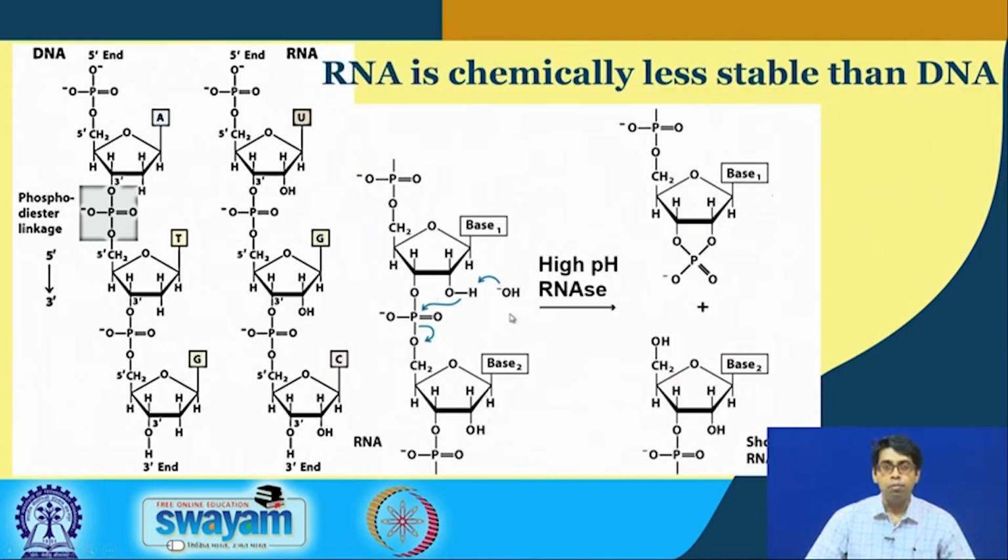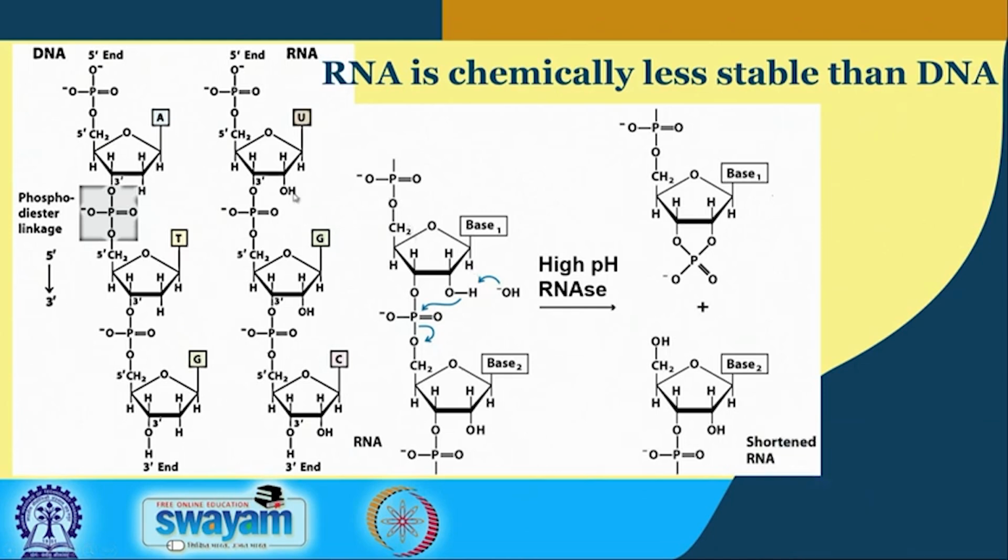This is something that is very important, especially for today's lecture: RNA has this OH at the 2 prime end, and the presence of this OH makes it chemically less stable compared to DNA. The presence of this OH results in a particular reaction where a hydroxyl ion, which can be supplied by high pH or can also be enzyme catalyzed, can attack this, so that there is a nucleophilic attack and this phosphodiester linkage is broken. So, now you have a breakage in the RNA strand.